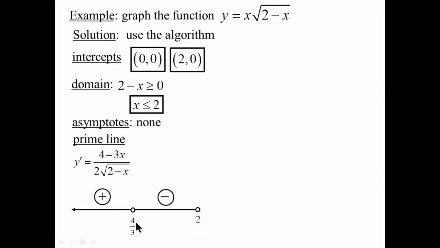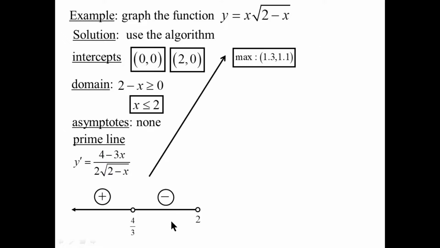So we found a maximum point. It increases to it and then decreases from it. So we have a maximum point. 4/3 is 1.333. Plugging it in here to get the y value of 1.1, rounding off because we are graphing.